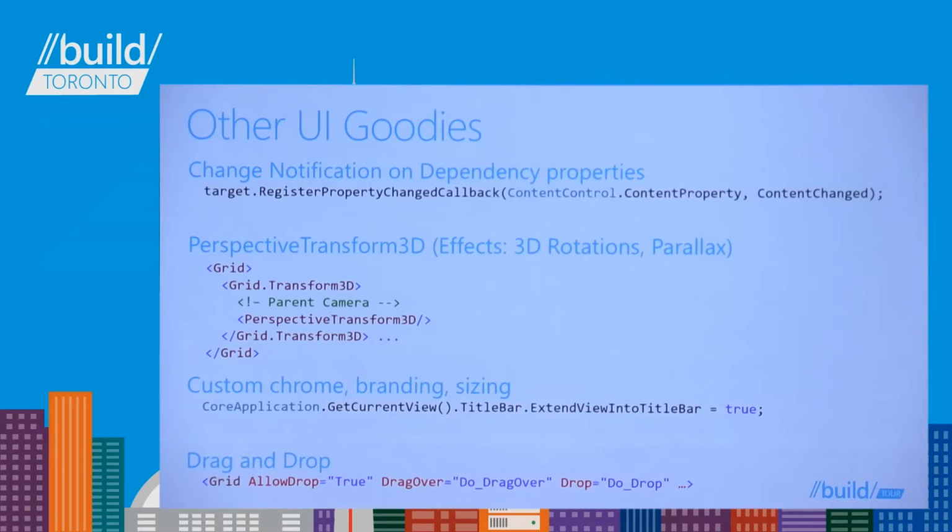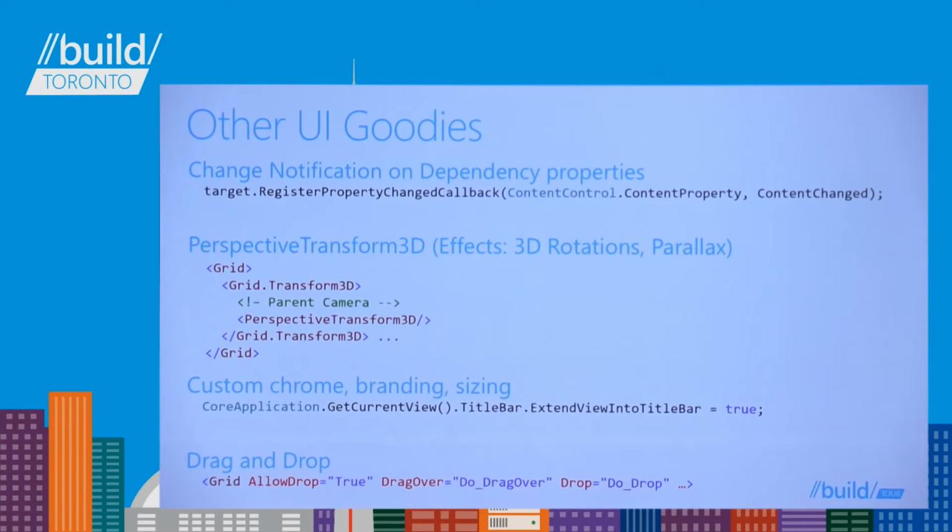There's many other things we've done to the platform, and if you're interested in learning more about this, we have about 20 different sessions that we did at Build about a month ago in San Francisco that go through many of these features. Some of my favorite ones are, for example, we've added change notification to dependency properties. If you wanted to do this in the past, you had to use INotifyPropertyChanged to extend a specific class and get all these events, and it was just a lot of work. Now you can simply get a simple callback. We've added the ability to do perspective transform 3D, so you can do really rich 3D animations and 3D effects simply by applying this perspective transform on your grids or borders, et cetera.